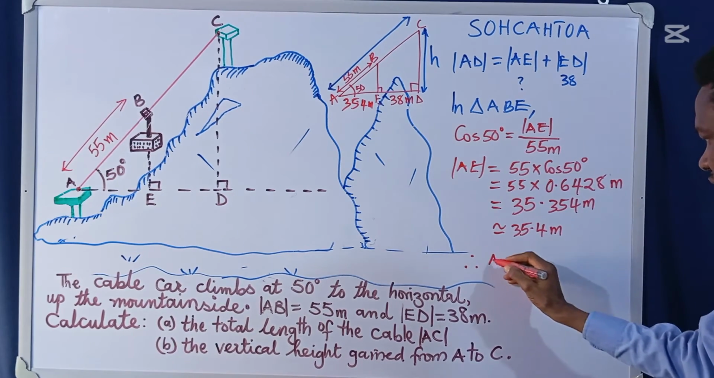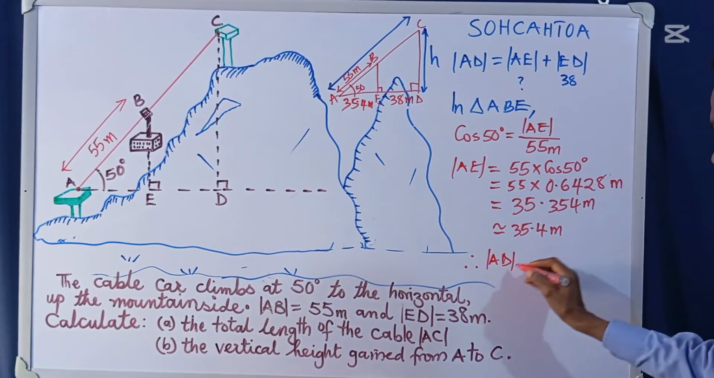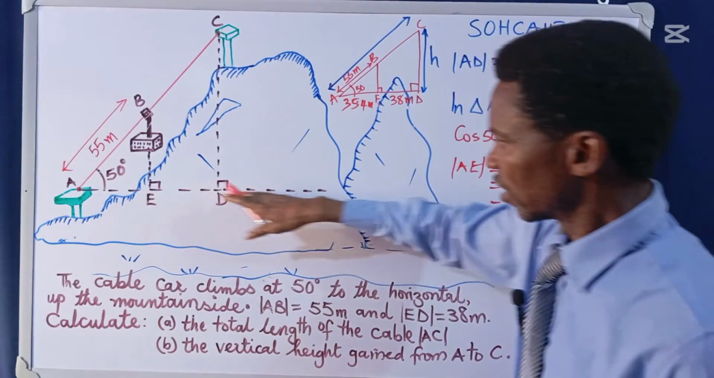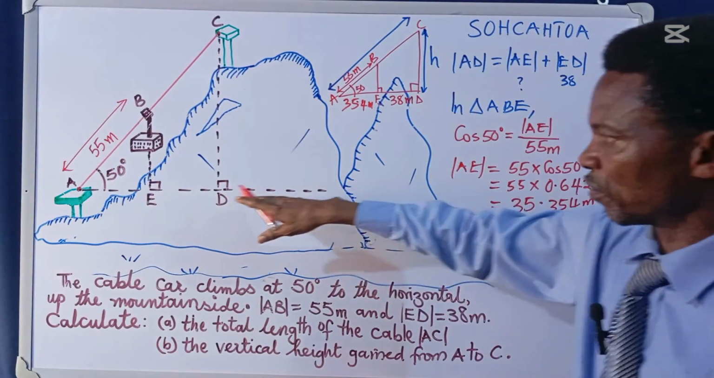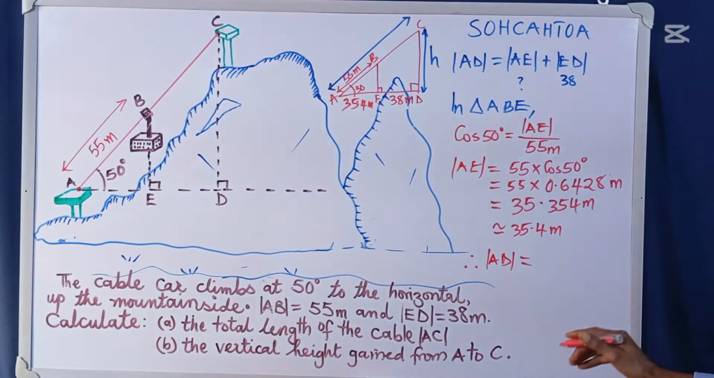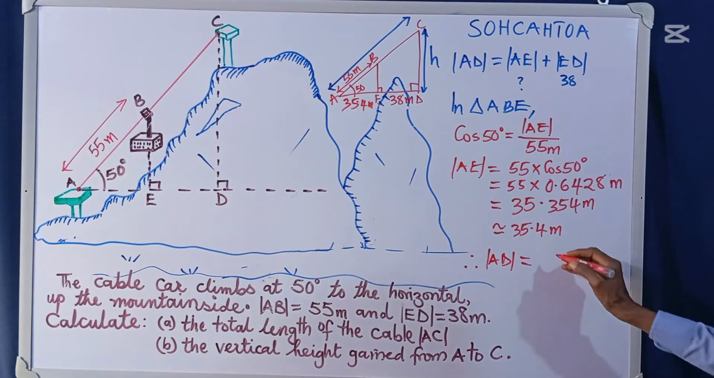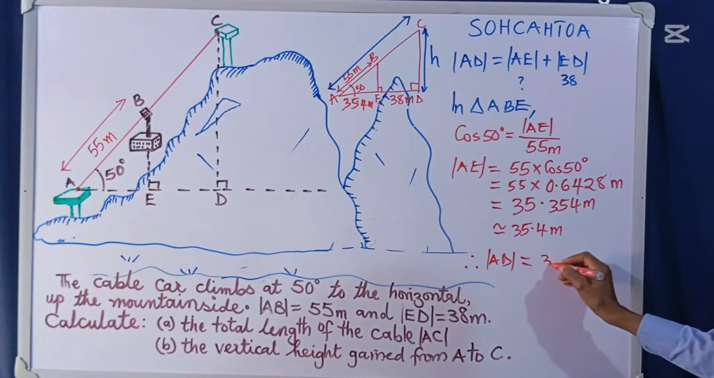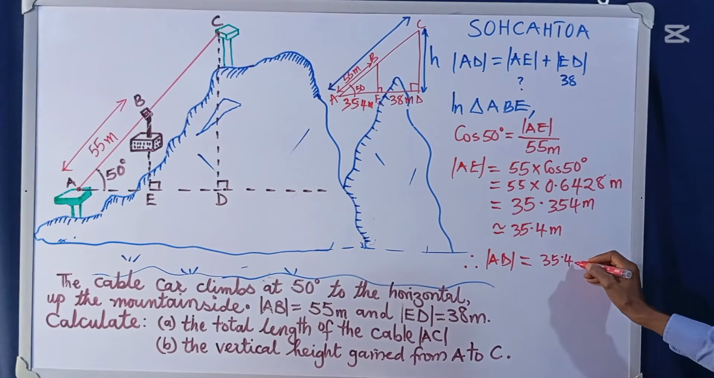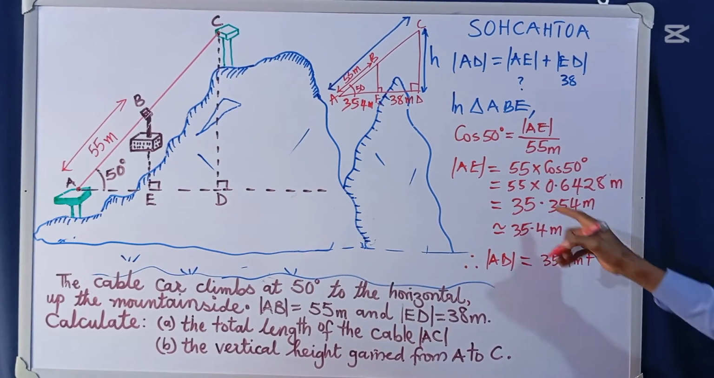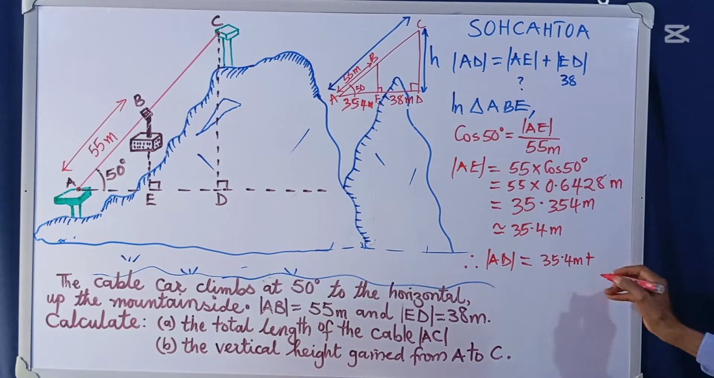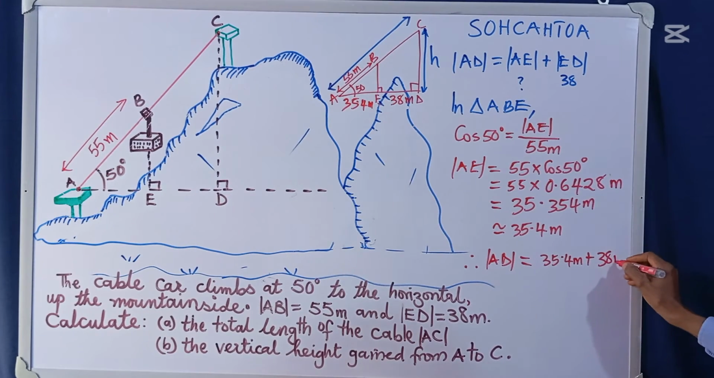Therefore, AD, which is the full length of the horizontal base of the cable car construction, is going to be AE, which is 35.4 meters, plus ED, which is 38 meters.